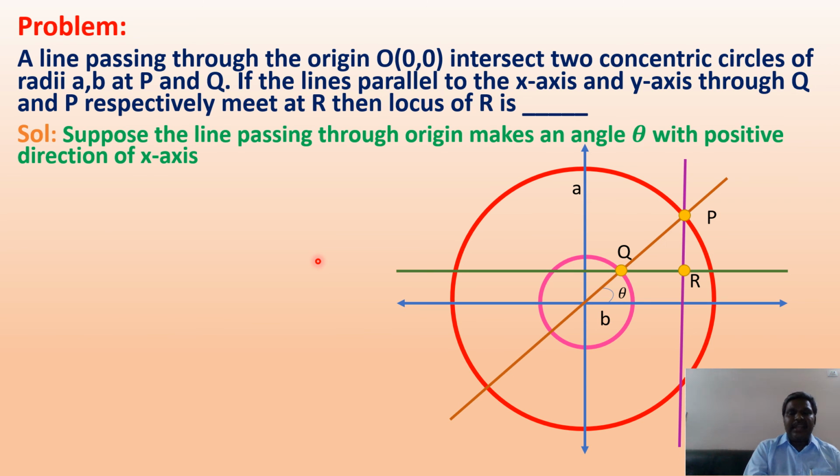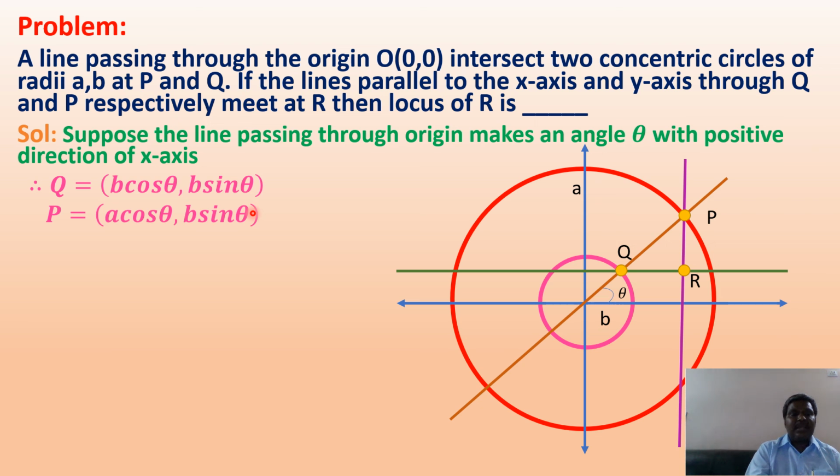Already 90% of the problem is over. Once you write the coordinates of P and Q, can you write the coordinates of R or not? This line is parallel to the x-axis. This line is parallel to the y-axis. Now let us see. What is Q? The coordinates of Q are B cos theta comma B sin theta, because the distance from here to here is B and the angle is theta. By parametric equations, the coordinates of Q are B cos theta comma B sin theta. Now similarly, what are the coordinates of P? A cos theta comma A sin theta. These are the coordinates of P.